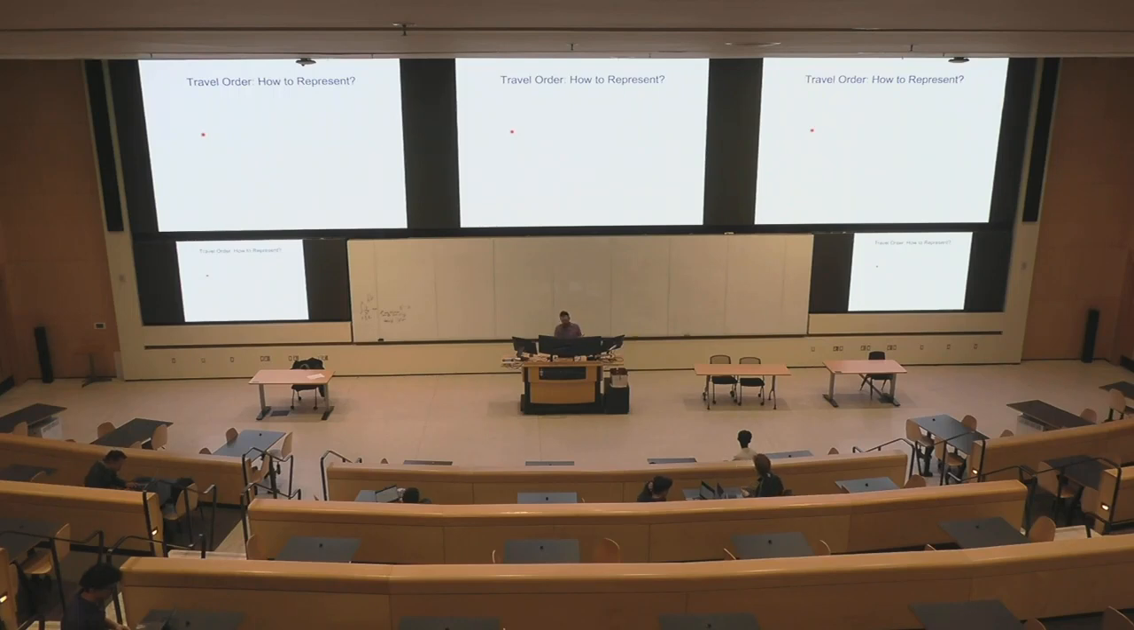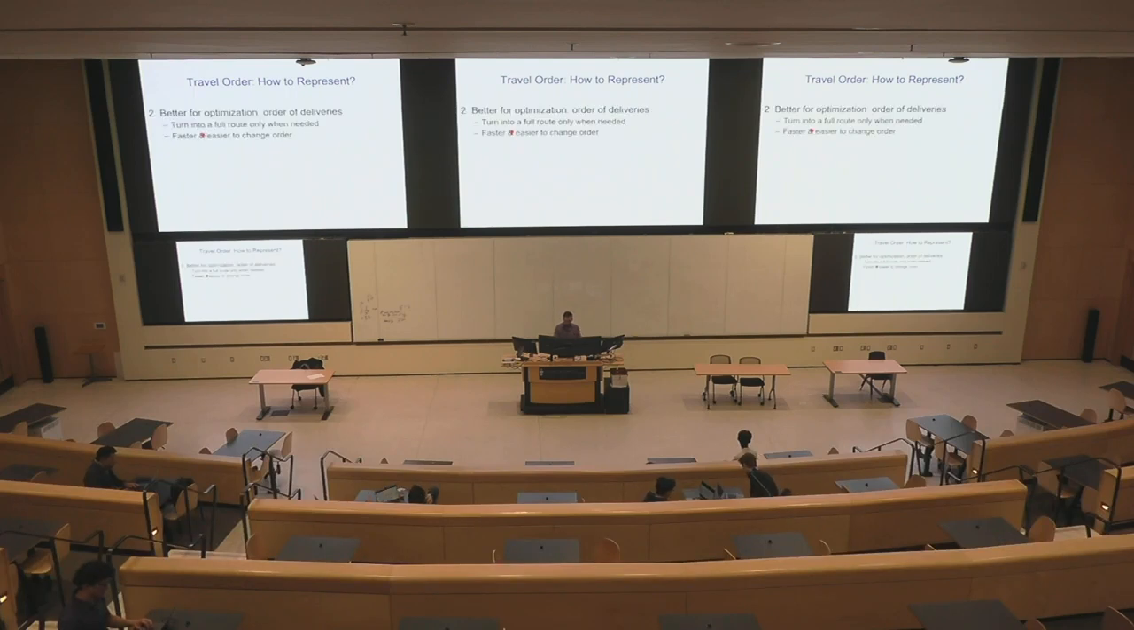So it has basically more info than what we need. All we care about is to perturb the order of those deliveries. So better for optimization, we want to turn this data structure that you're using into only what we need for this algorithm, right?